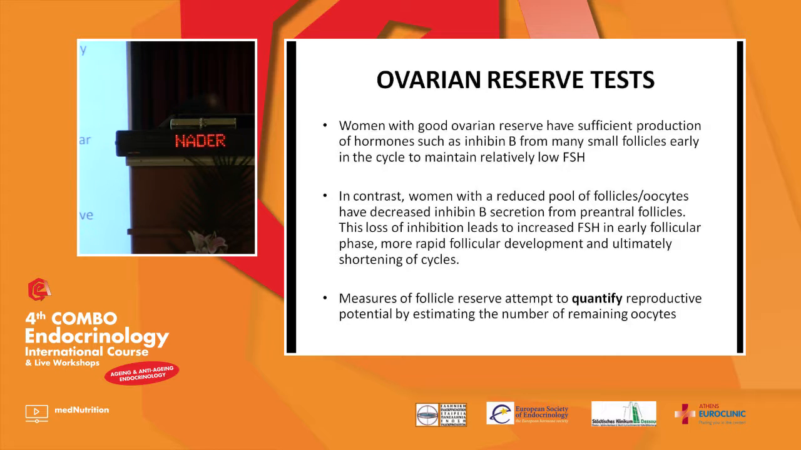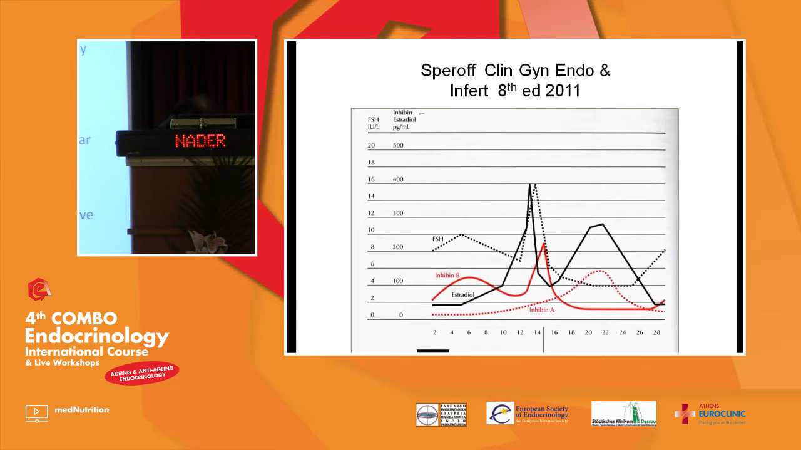reproductive years. And so these measures of so-called reserve, which is what I will talk about for the next few minutes, attempt to quantify the reproductive potential by estimating the number of remaining oocytes. And again, I just want to repeat that the amount of inhibin B in the early part of the cycle relates to the size of the cohort, so the lower the number of follicles that are trying to develop, the lower the inhibin and the higher the FSH.